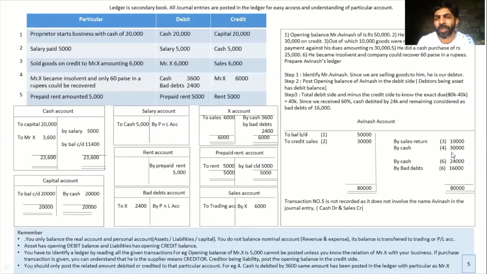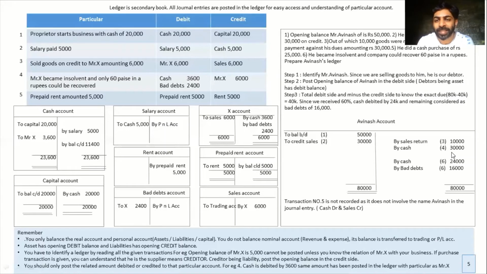I could record only 25 paise. It means you record 25%. All right, so over here it's 60%. Now, how do you calculate that? If you're doing a journal entry, it would be very difficult for you to do the calculation. This is the benefit of ledger. Now, look into the ledger.